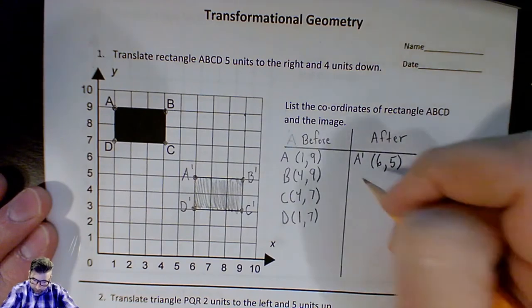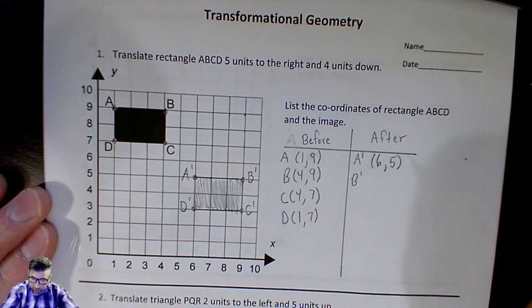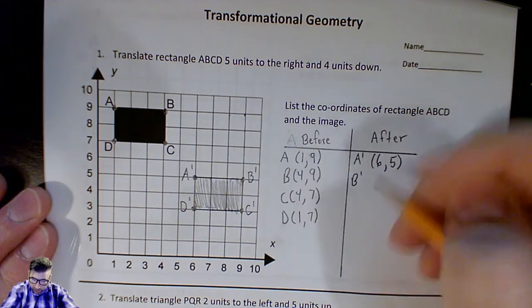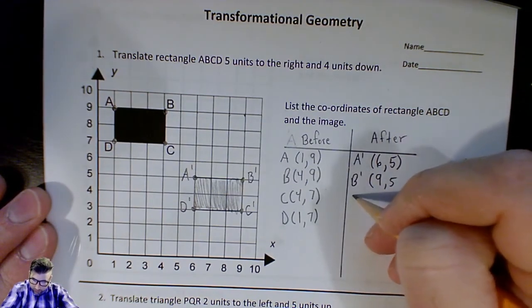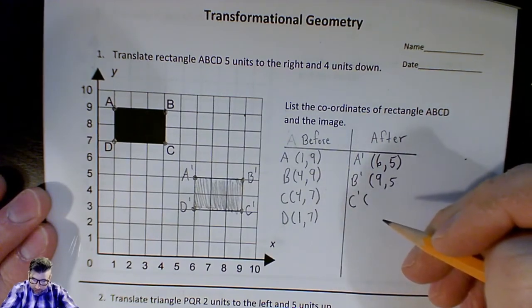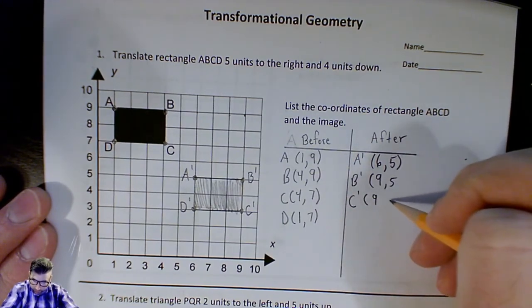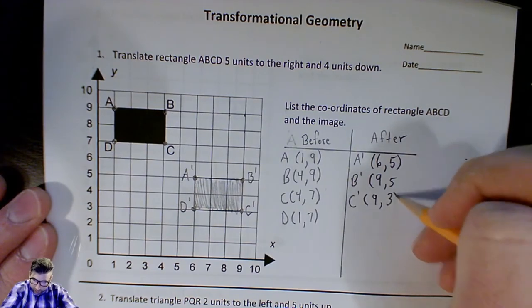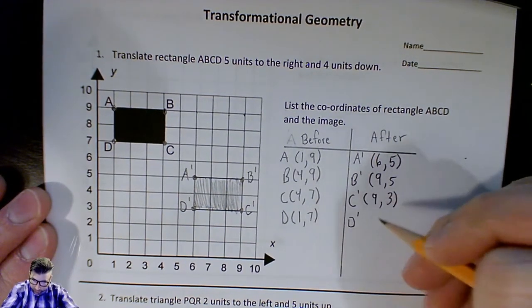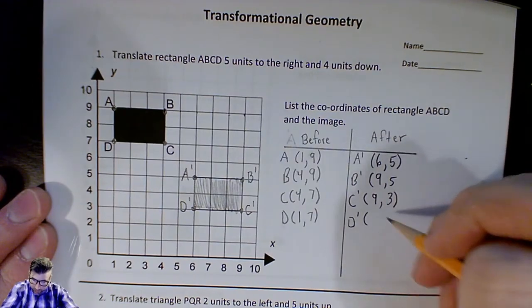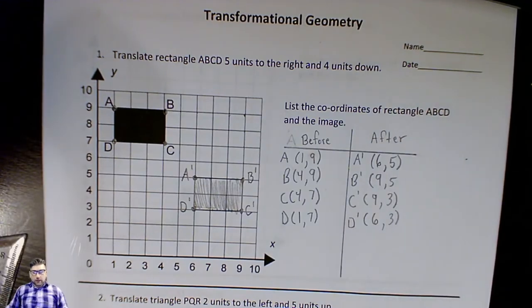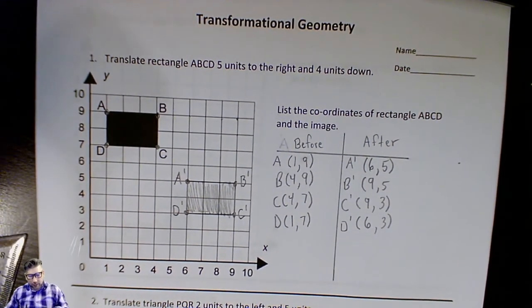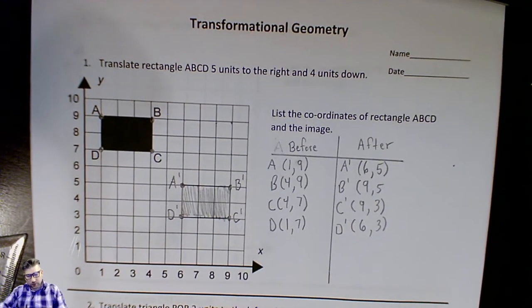Perfect. B prime mark 1 is now at 9 and 5. C prime mark 1 is now at 9 and 3. And D prime mark 1 is now at 6 and 3. So that is the first question, and that is just a single translation. That's the first part of this learning, is how to do a single translation.